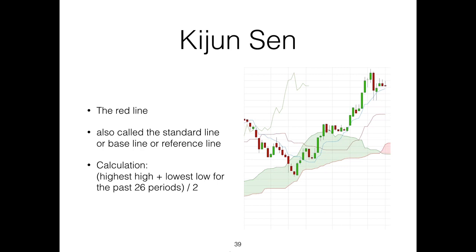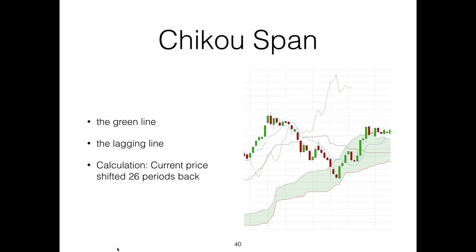The Kijun-sen is the red line. It's also known as the reference line or the standard line or the baseline. It's calculated by taking the highest high plus the lowest low for the past 26 periods divided by 2. The Kijun-sen is a very important support and resistance level. The Chico Span is also known as the lagging line. It is the green line. It is the current price shifted 26 periods back.